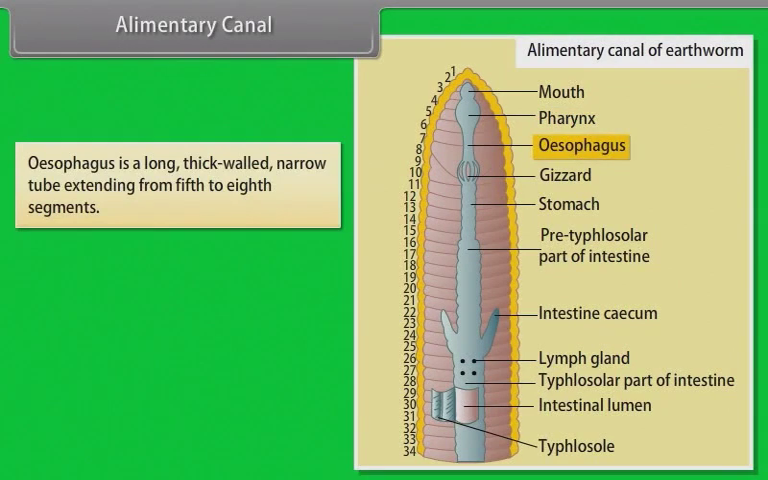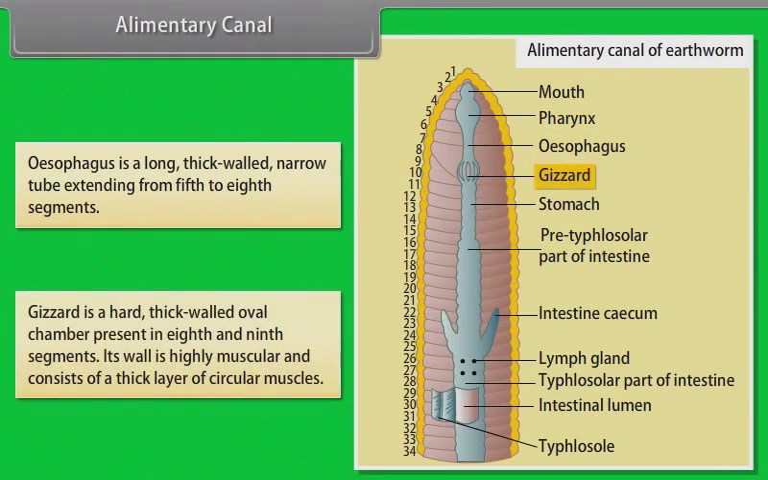Oesophagus is a long, thick-walled, narrow tube extending from fifth to eighth segment. Gizzard is a hard, thick-walled, oval chamber present in eighth and ninth segments. Its wall is highly muscular and consists of a thick layer of circular muscles.